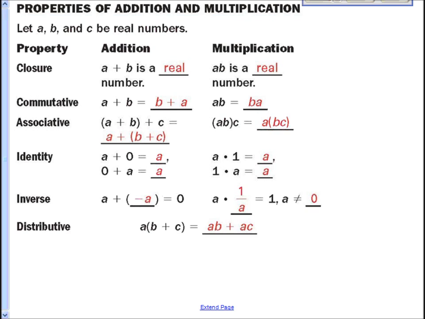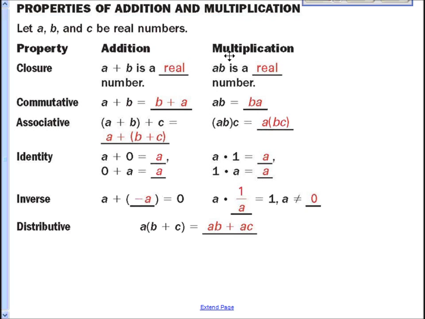So the closure property of addition says, hey, guess what? If I add two numbers, a plus b, let's say it's 2 plus 3. 2 plus 3 is 5, right? Well, guess what? 2 plus 3, which is 5, is still a real number. So if I add two numbers, I still get a real number. If I multiply two numbers, so a times b, 2 times 3, which is 6, I still get a real number, don't I? So that's the closure property of addition and of multiplication.